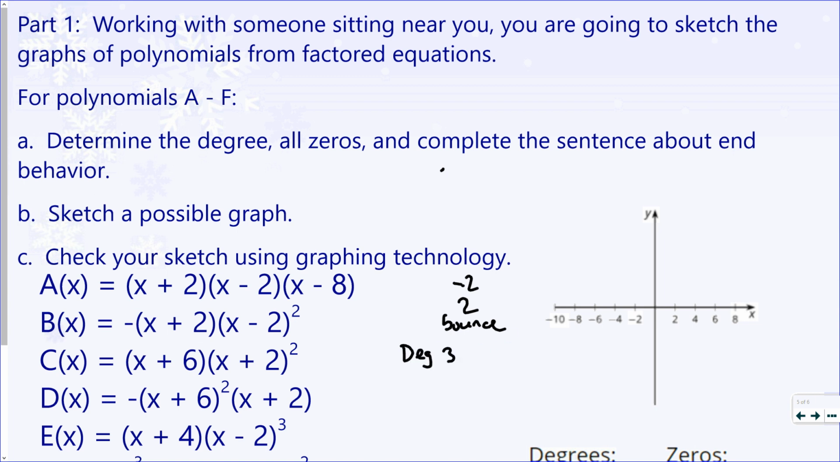But the negative means it's going to open in the opposite direction from the last one that we did. It's going to start high and end low. Remember, an easy way to think about it with the odd degrees is it follows in a similar direction to what you'd expect the slope of a line to do, just with a few more curves to it. Okay, so it's going to have a -2, it's going to have a +2, but it's going to bounce off +2. So it's going to come down through this, come back up to 2, bounce, and back down again.